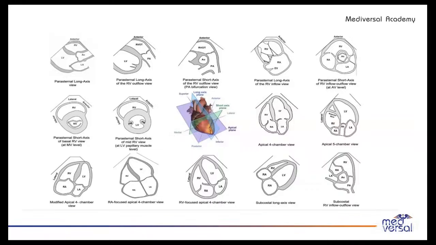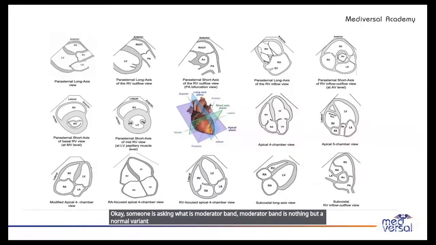Someone is asking what the moderator band is. The moderator band is nothing but a normal variant present in the RV. It is like a muscle in the RV, like the papillary muscle in the RV.